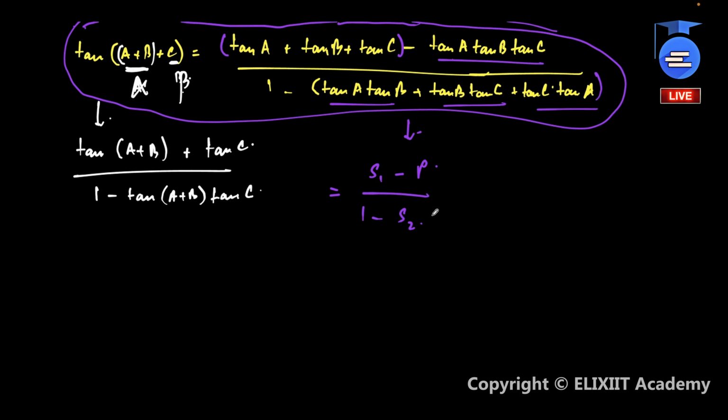If you have done quadratic equations, then you know what these expressions are. So this is the sum taken 2 at a time, so this is 1 minus S2. So S1 minus P upon 1 minus S2. S2 stands for the sum taken 2 at a time. See, we are taking 2 at a time: tan A tan B plus tan B tan C plus tan C tan A.